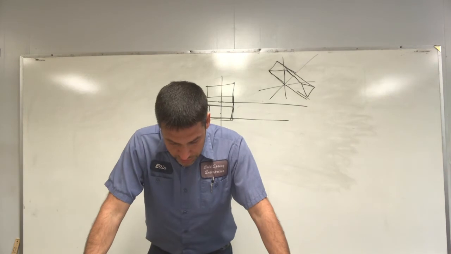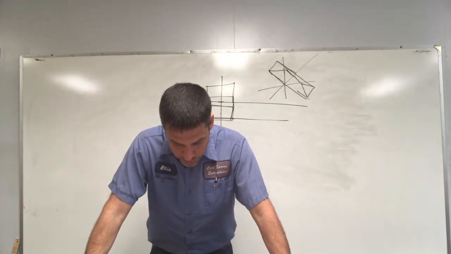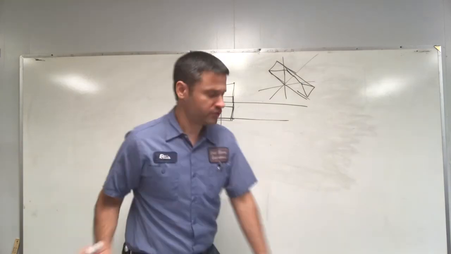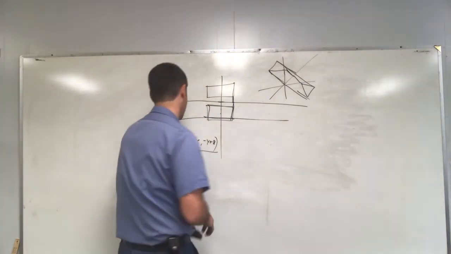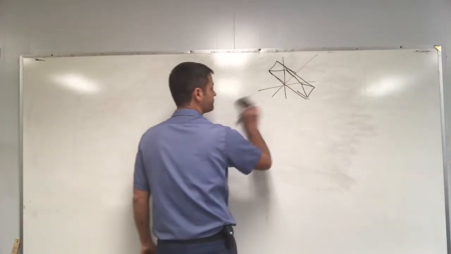Example 3, reflecting across the lines. Reflect quadrilateral JKLM across the line y equals x. Well, I don't know if we talked about these types of lines, y equals x. We've talked about horizontal lines and vertical lines.